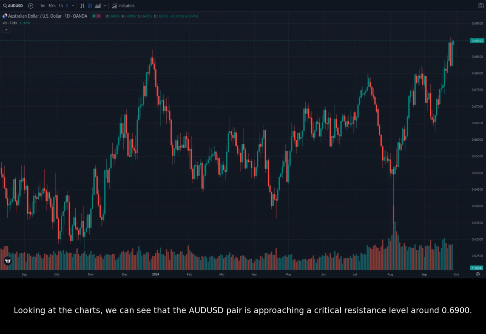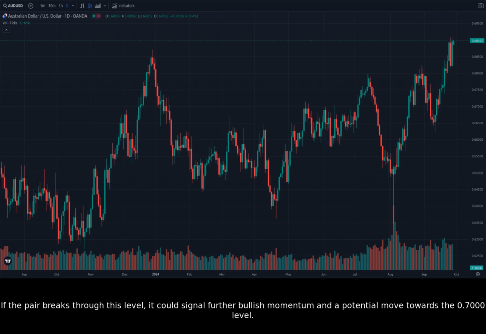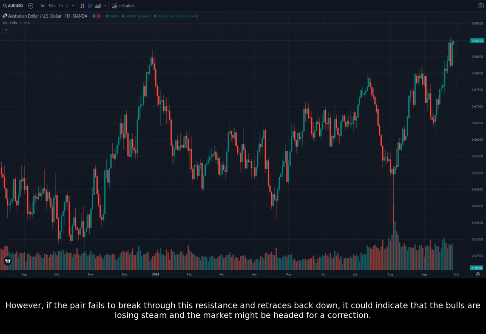Looking at the charts, we can see that the AUDUSD pair is approaching a critical resistance level around 0.6900. If the pair breaks through this level, it could signal further bullish momentum and a potential move towards the 0.7000 level. However, if the pair fails to break through this resistance and retraces back down, it could indicate that the bulls are losing steam and the market might be headed for a correction.